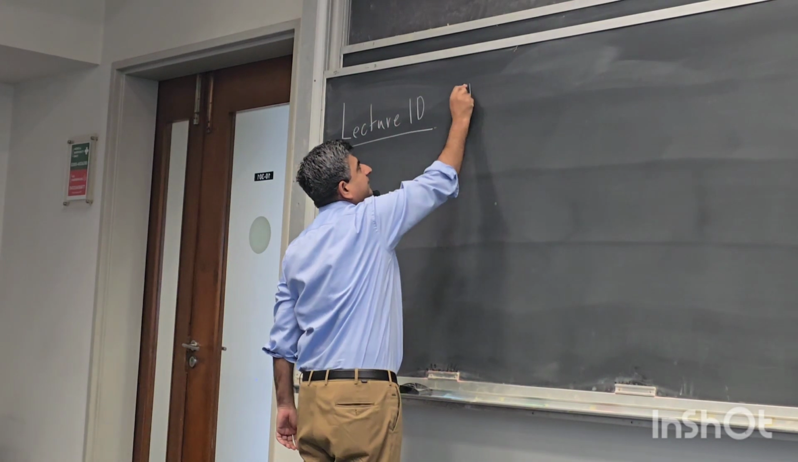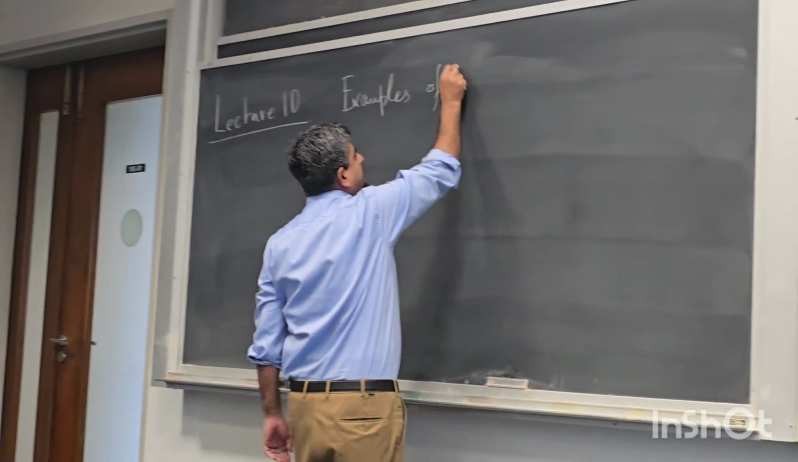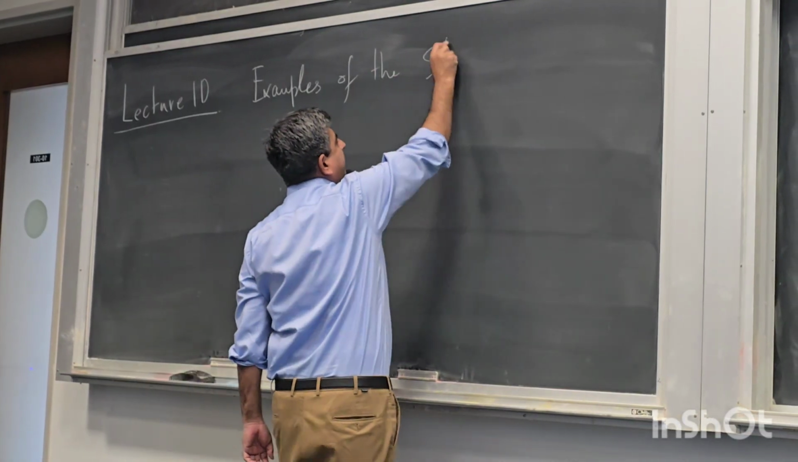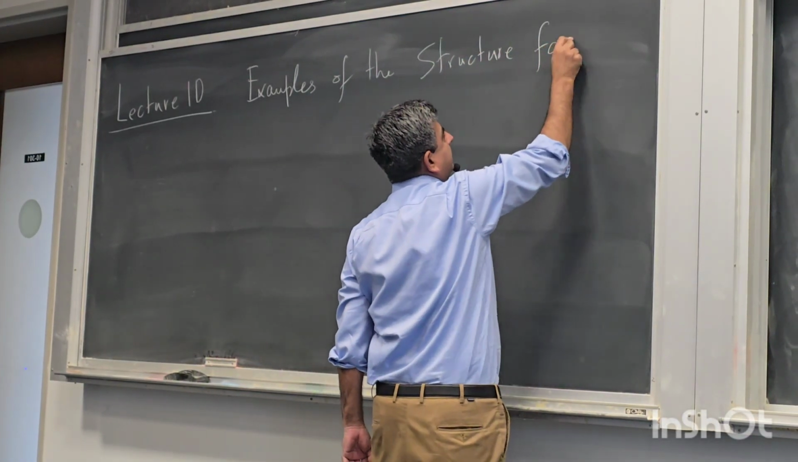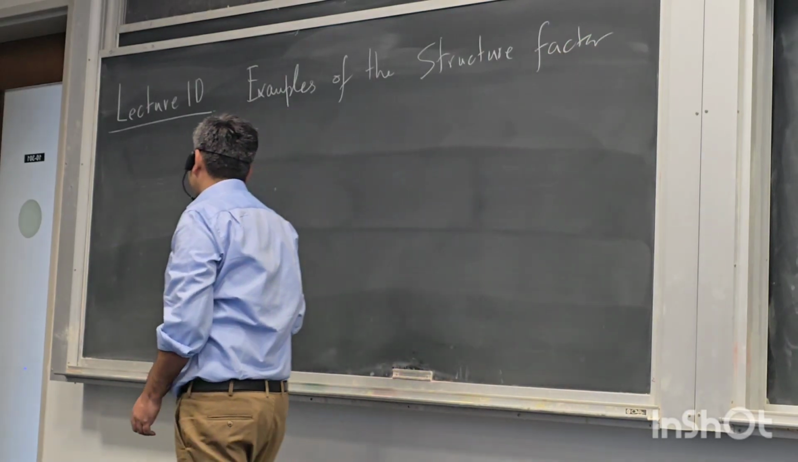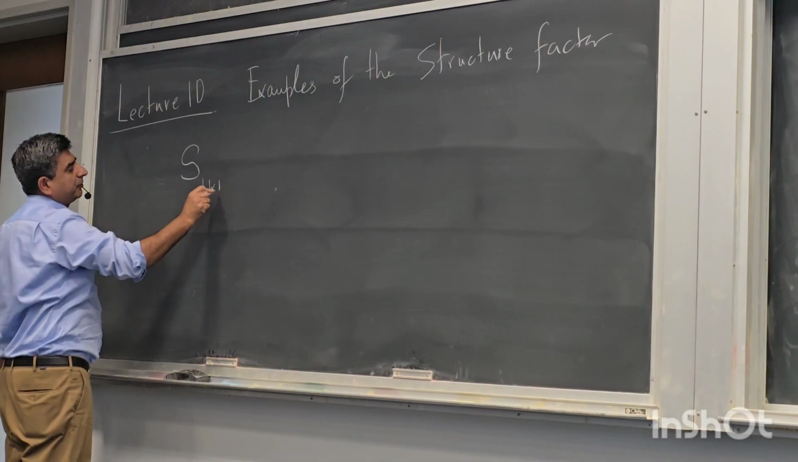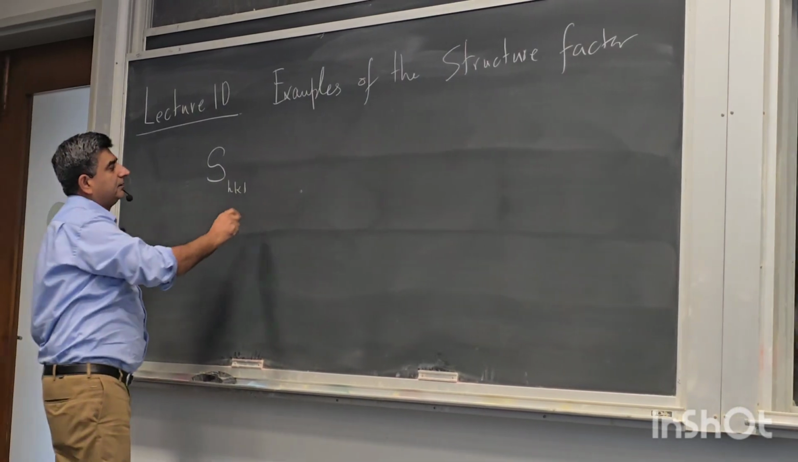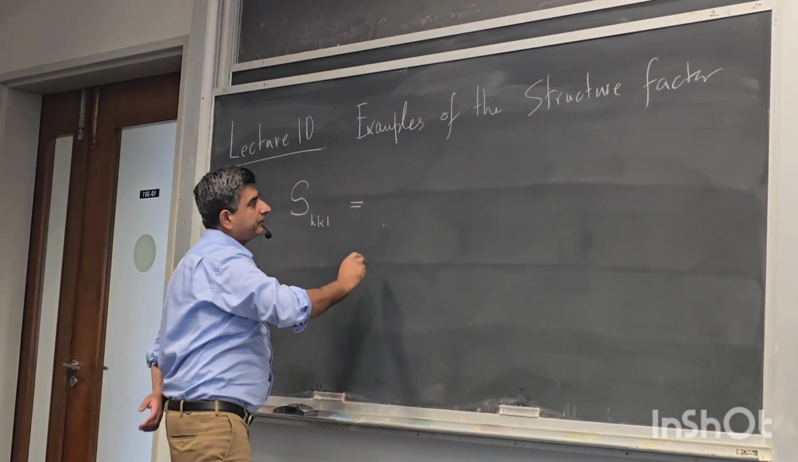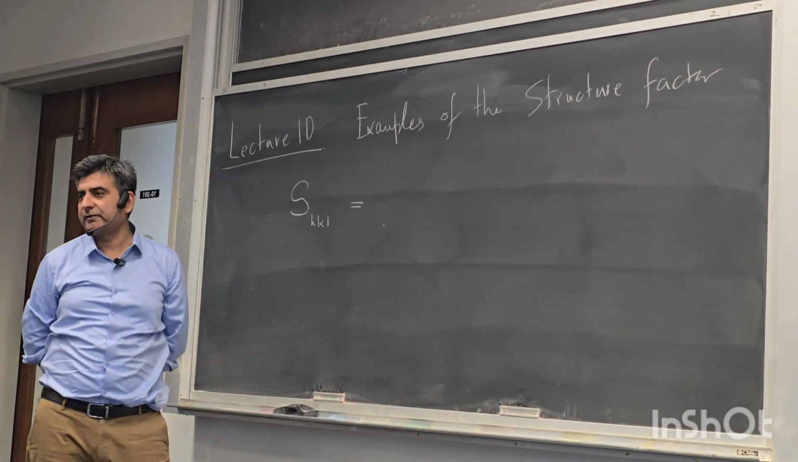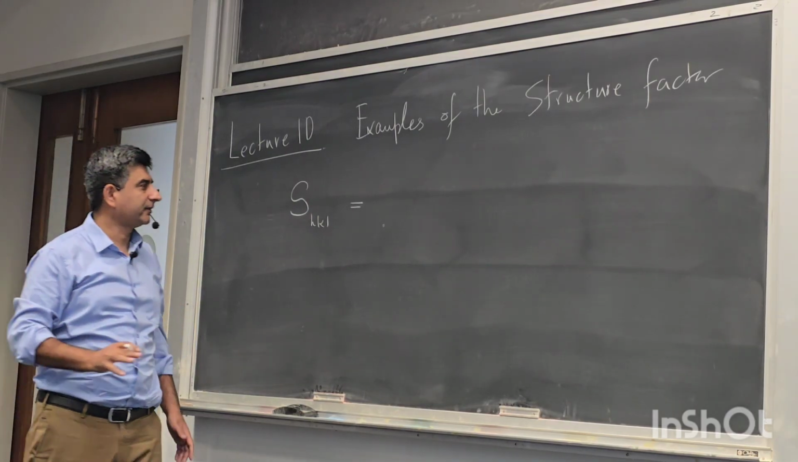So I want to look at some examples of the structure factor. In the previous lecture we derived the structure factor. The structure factor corresponding to plane HKL is given by the product of two structure factors, one corresponding to the lattice and one corresponding to the basis.